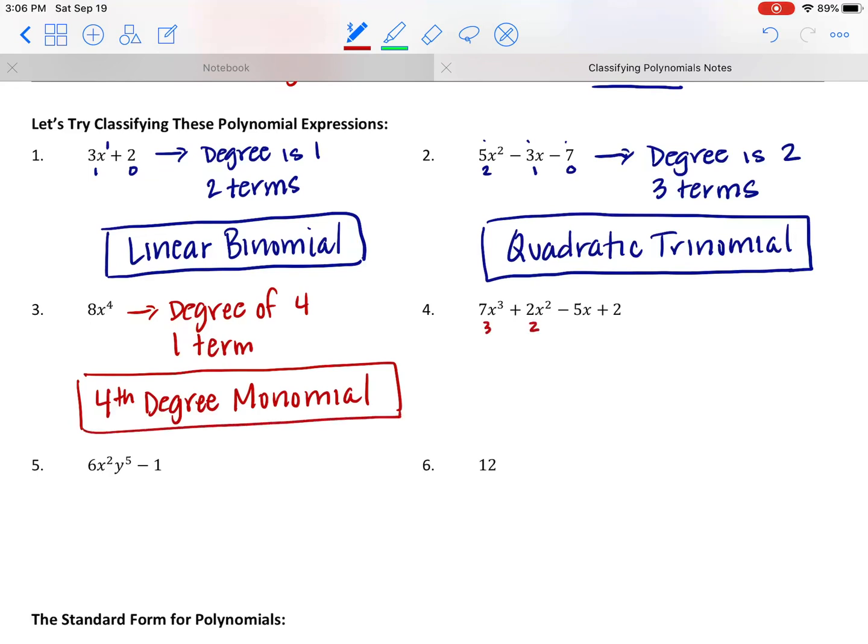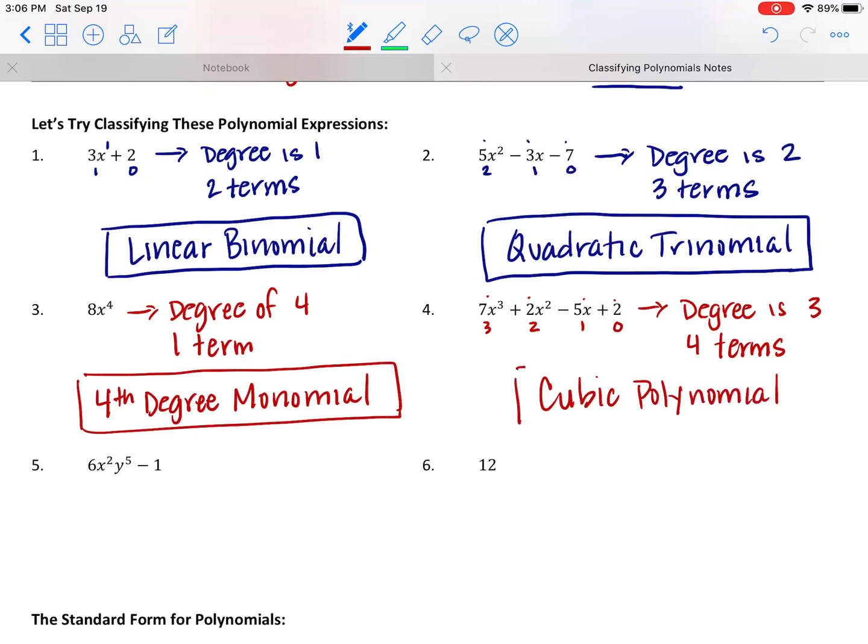Okay? How about here? We've got a degree of 3, degree of 2, degree of 1, degree of 0. So we'd say the degree for the entire polynomial is 3. That's the highest. And then it's got, excuse me, 1, 2, 3, 4 terms. So a degree of 3 is going to be called a cubic. And with 4 terms, we're going to stay non-specific and say polynomial. So cubic polynomial is as specific as we could get with the name for this guy.